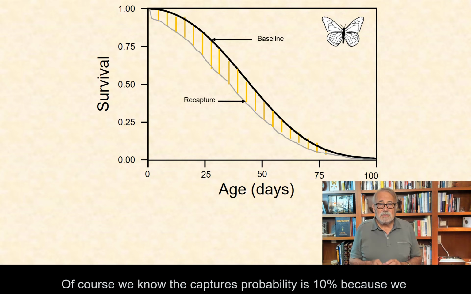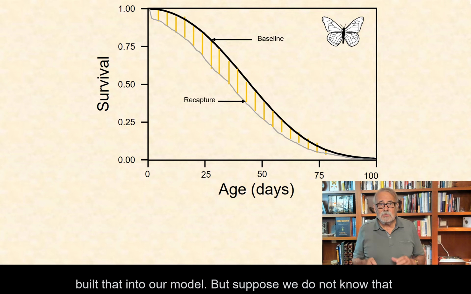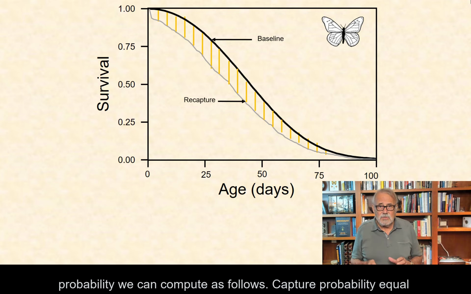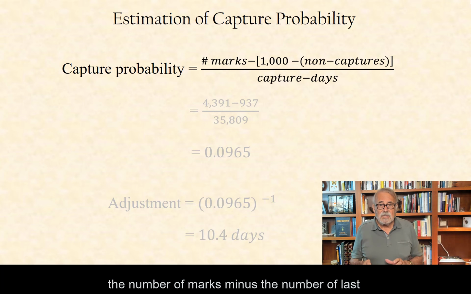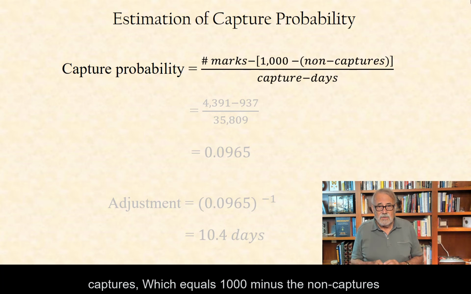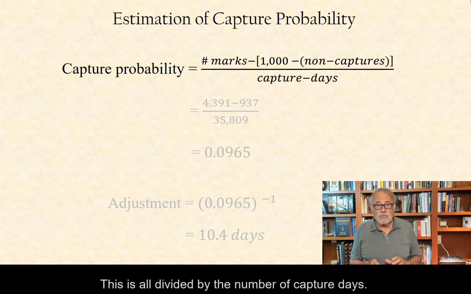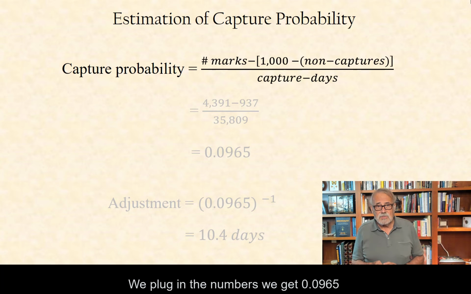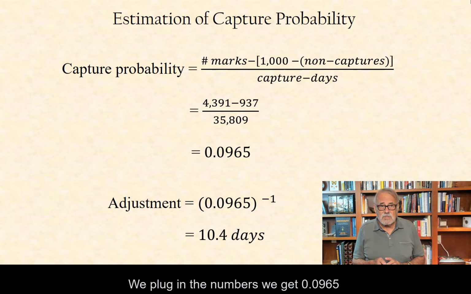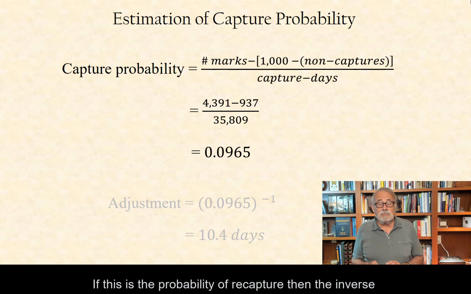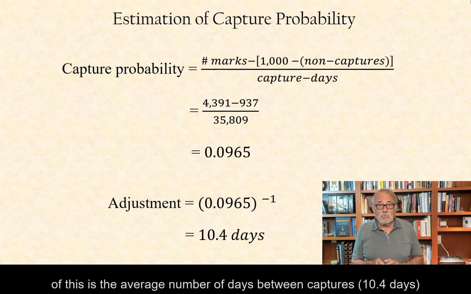Of course, we know the capture probability is 10% because we built that into our model. But suppose we did not know that probability, we can compute it as follows. The capture probability equals the number of marks minus the number of last captures, which equals 1,000 minus the non-captures, all divided by the number of capture days. We plug in the numbers and we get 0.0965. If this is the probability of recapture, then the inverse of this is the average number of days between captures, which is 10.4 days.